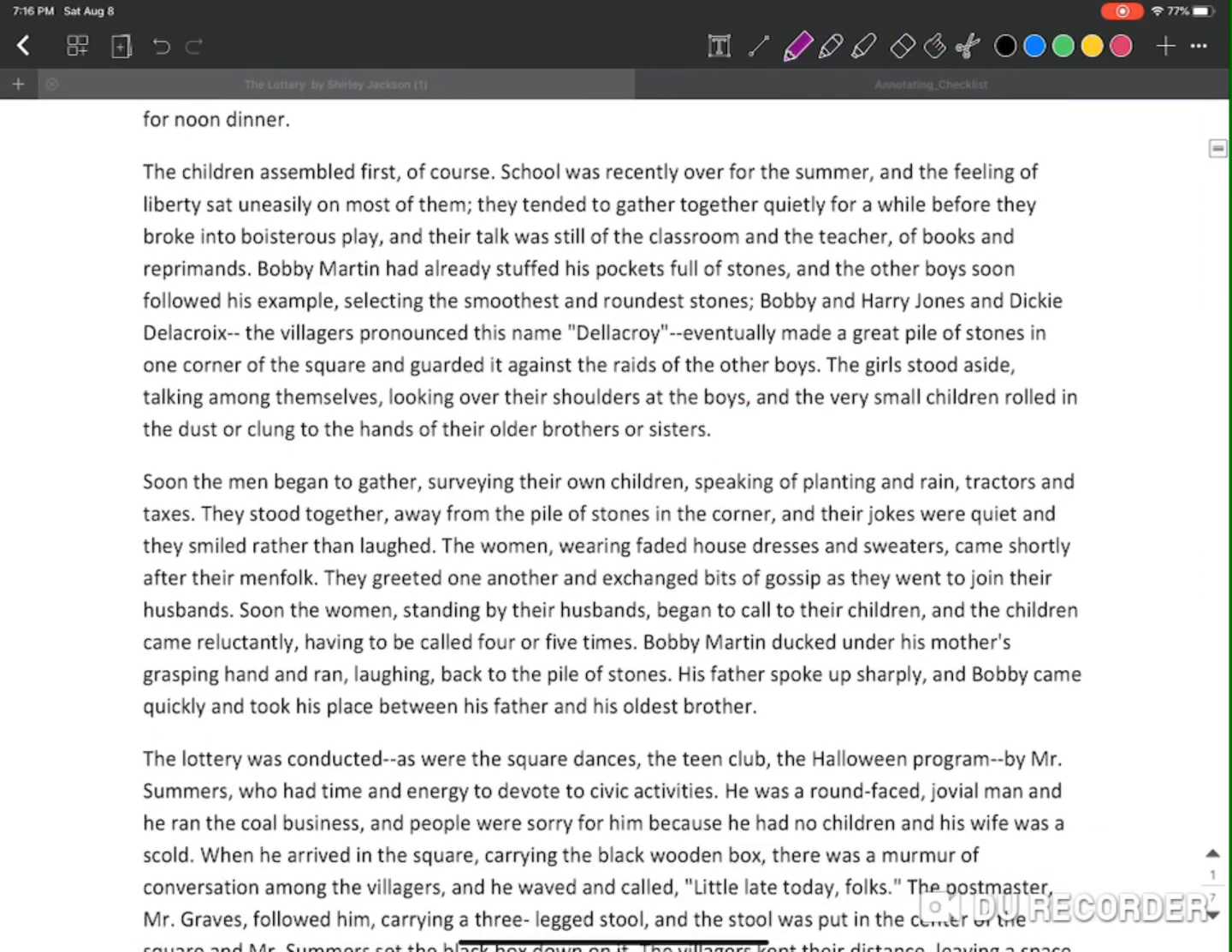The children assembled first, of course. School was recently over for the summer, and the feeling of liberty sat uneasily on most of them. They tended to gather together quietly for a while before they broke into boisterous play, and their talk was still of the classroom and the teacher.